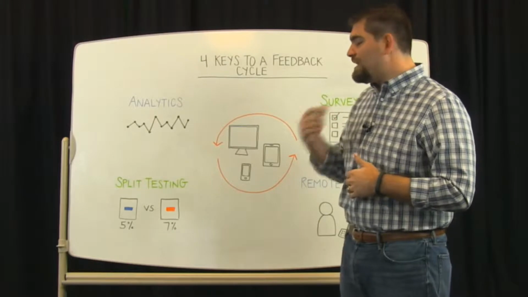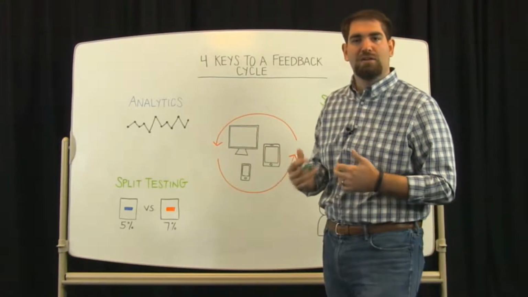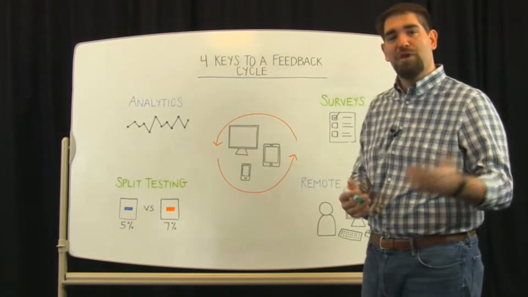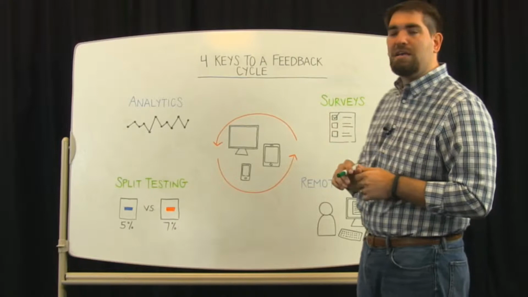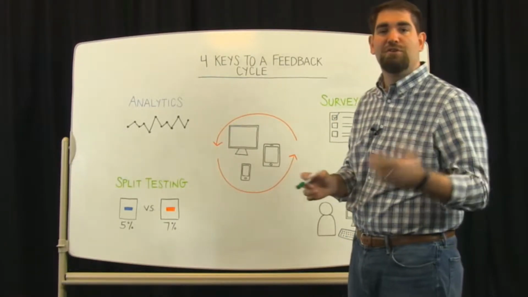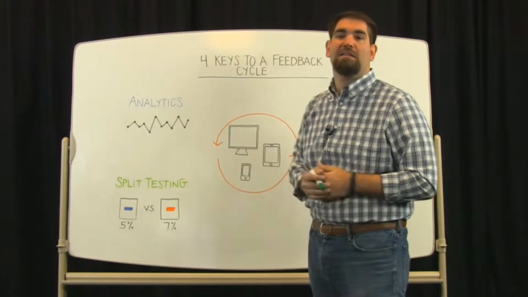The key with this is that because they're always evolving, you need to have a good feedback cycle to understand how they want to engage with you and your product. So I'm going to talk to you about 4 keys to a feedback cycle so you can stay in tune with your customers. The first part of the feedback cycle is going to be analytics.